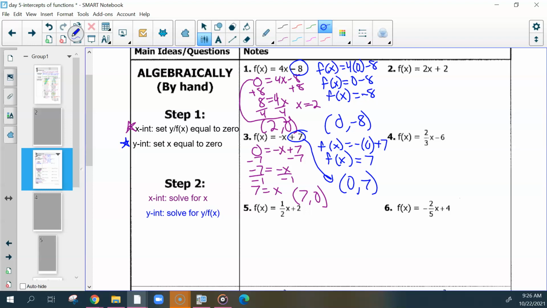Okay, and then let's do one more of these. For number 4, find your x-intercept. The process starts the same. 0 equals 2 over 3x minus 6. Add 6 to both sides.